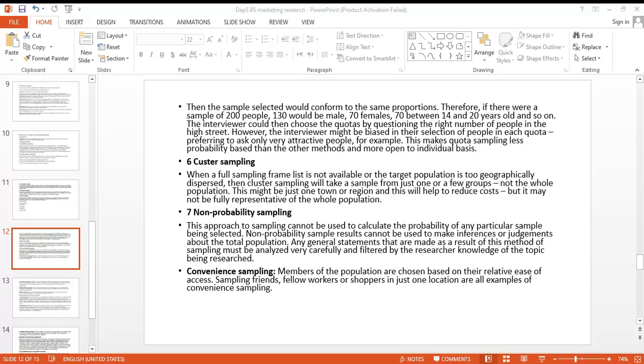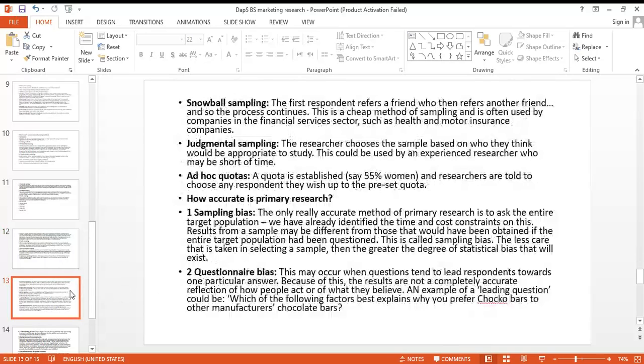And then of course there is non-probability sampling. In non-probability sampling, one type is called snowball sampling. In snowball sampling, you ask one person, and he simply says, I refer you to this person. Okay, you are referred to another person. Then there's judgmental sampling. The researcher chooses the sample based on what, according to him, is appropriate to his study. In ad hoc sampling, a quota is established and researchers are told to choose any respondent they wish. So again, this is not scientific. This is an ad hoc system.